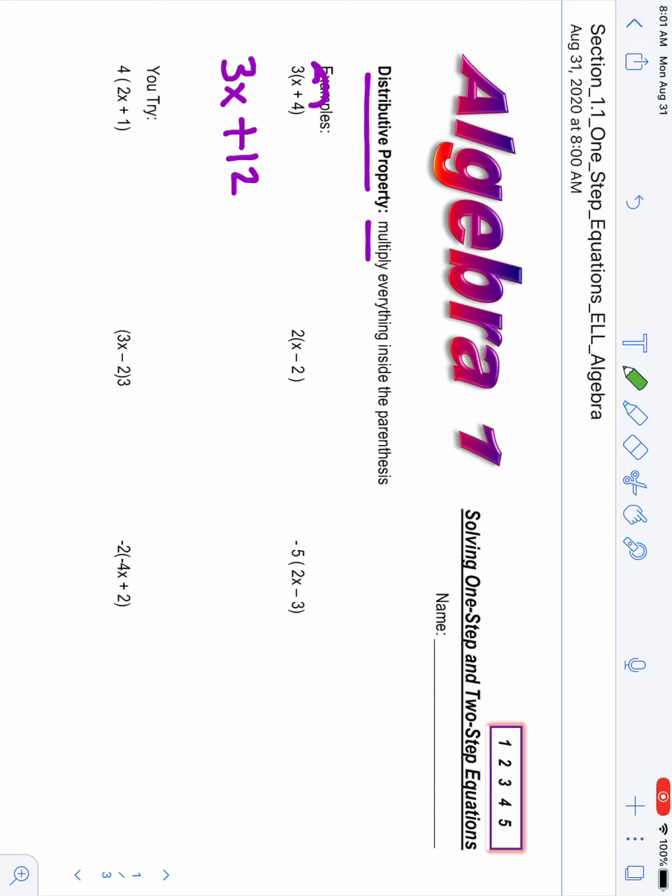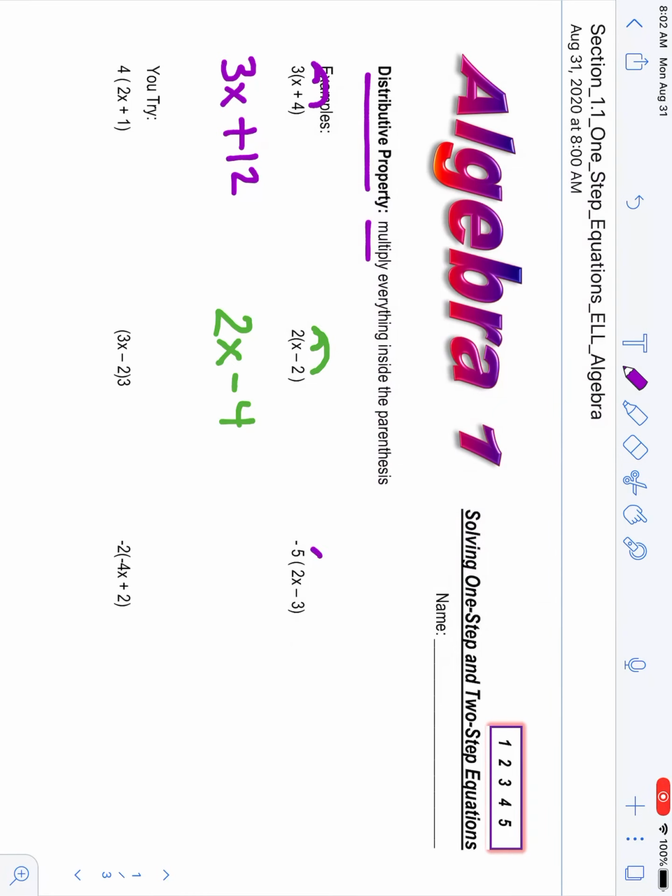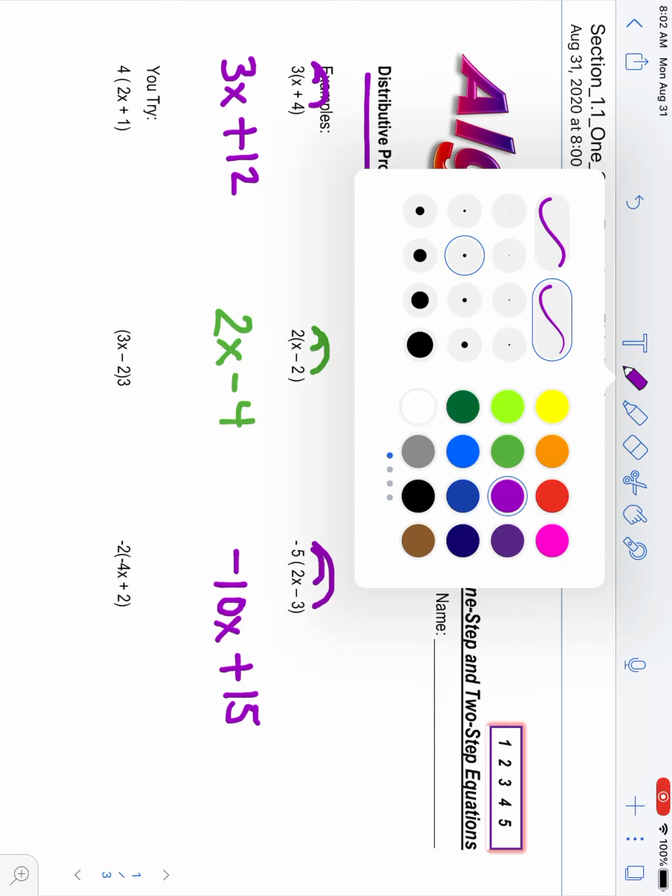Okay, let's do another one. I've got a 2 in front, so I'm going to take 2 times x and then 2 times negative 2. So 2 times x is 2x. 2 times negative 2 is negative 4. All right, third example. Negative 5 times 2x is a negative 10x. Here's where you have to be careful. Negative 5 times negative 3 will change to a positive 15. So be careful with your negative times a negative in that problem.